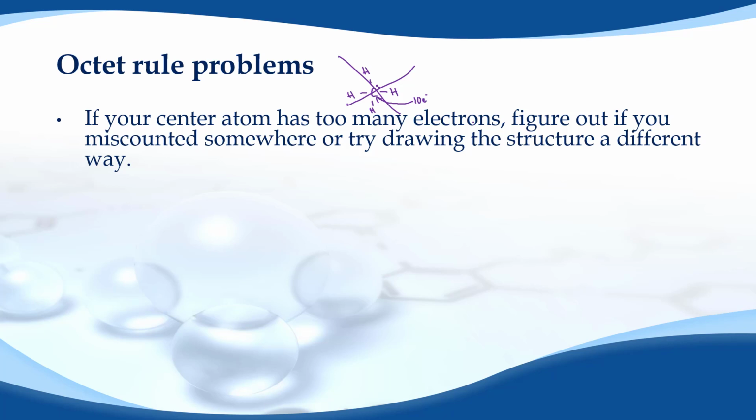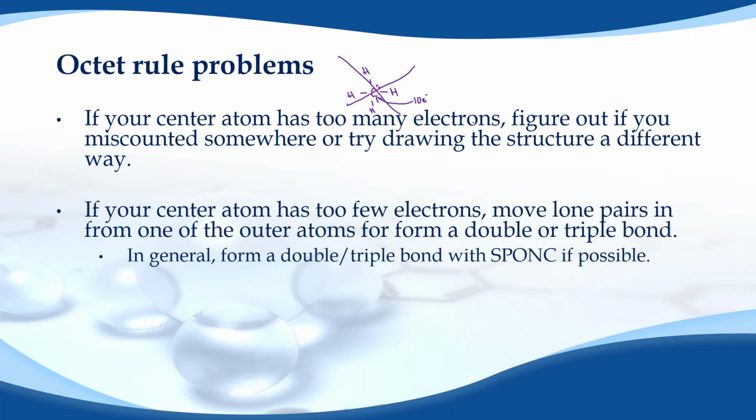Now, the other thing that you'll have, and this will happen very frequently, is you put all of your electrons in, and your center atom doesn't have 8, it has less than 8. If it has less than 8, then what you do is you form a double or triple bond. So you erase one of the lone pairs from the outer atom, and you then put it in the middle to make a double or triple bond between the center atom and that atom.